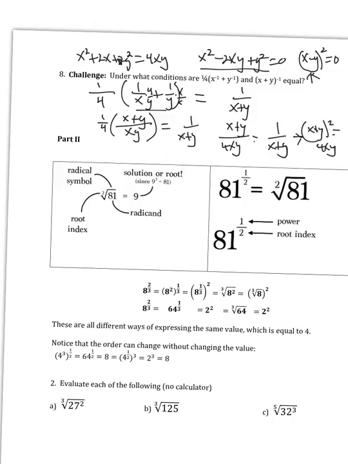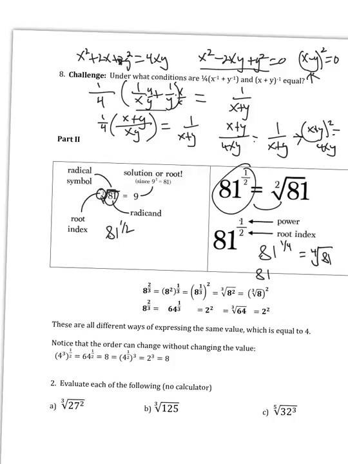Okay, so you should know these terms here. The radical symbol is this thing here. The root index is here. The radicand is here. And our solution or root is here. So again, this is equivalent to writing 81 to the 1/2 power. As we can see over here, these two are the same. This is the power, this is the root index. So 81 to the 1/4 would be equal to the 4th root of 81.